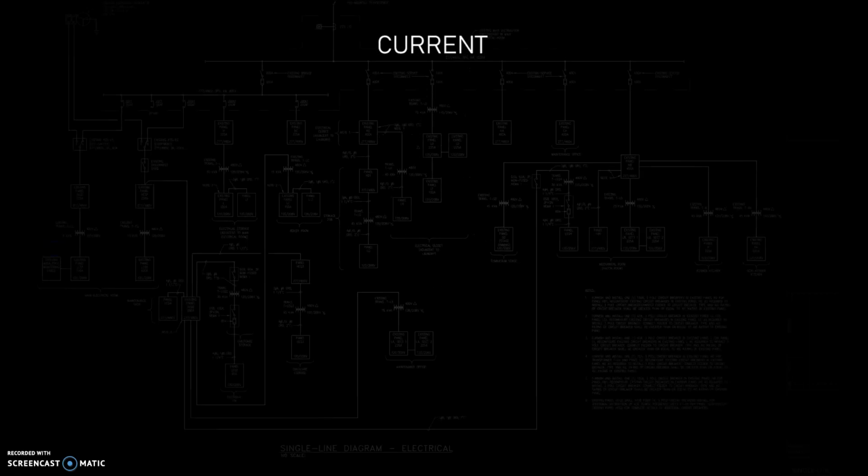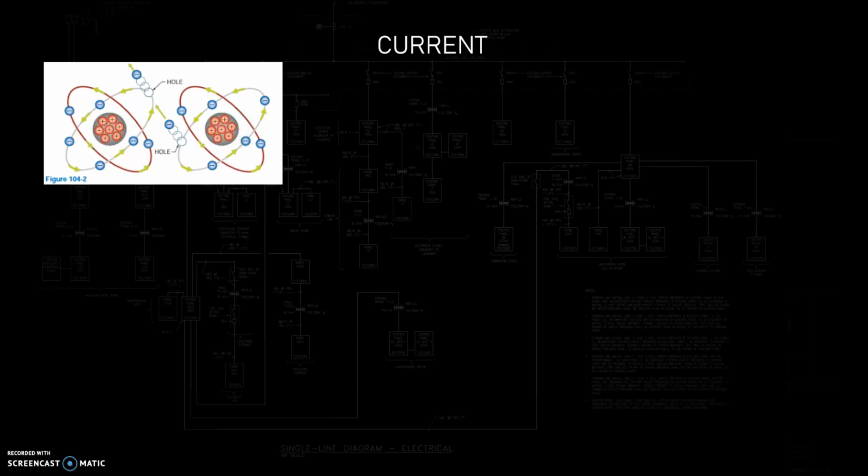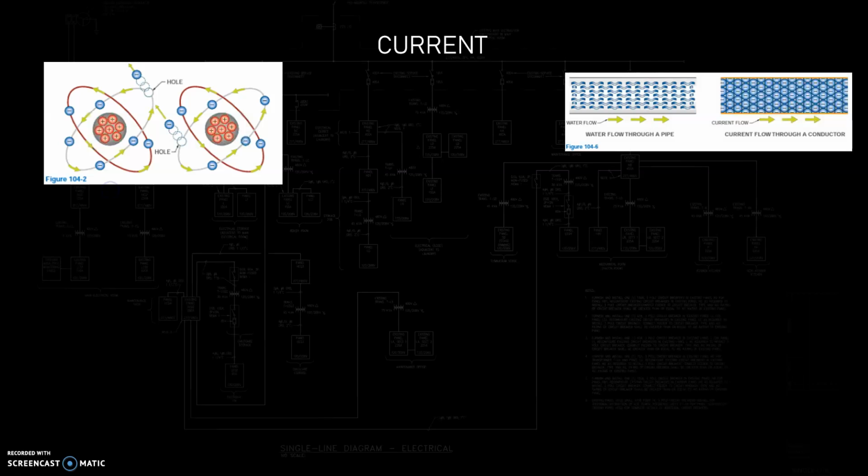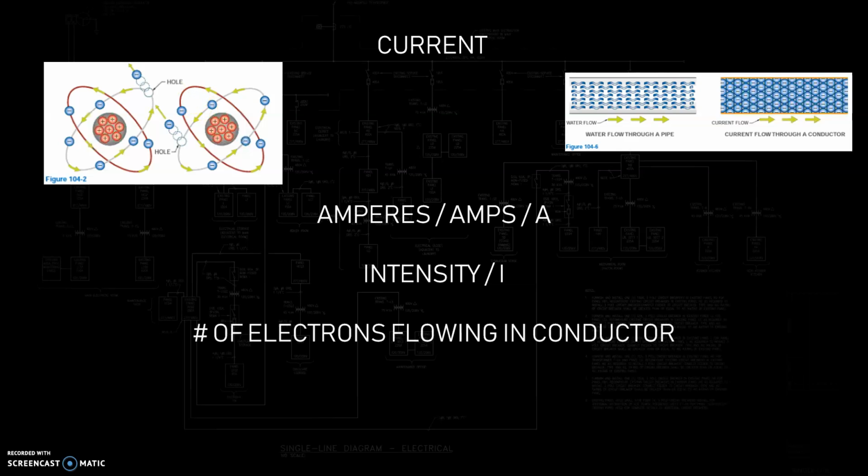So current was the first one, and they talk about an atom has a free electron, right? And it's these free electrons that travel from one atom to the next. As we mentioned, it's the same as the amount of water flowing through a pipe. It's the same thing, the amount of electrons flowing through the material, right? So again, we measure current in amperes, otherwise known as amps, or abbreviated by the letter A. It's also known as intensity, which is why we see it abbreviated also by the letter I. Again, it's the number of electrons flowing in a conductor.